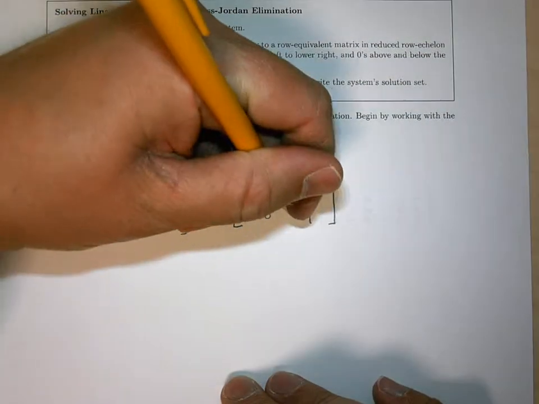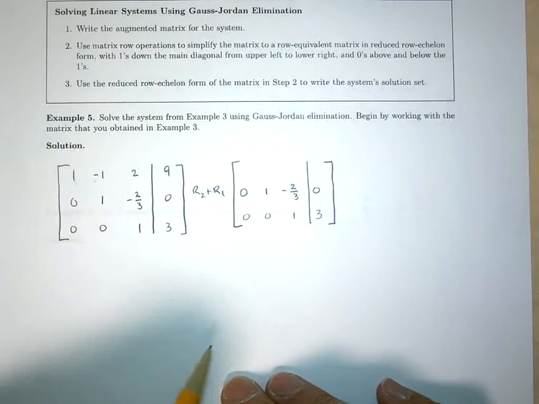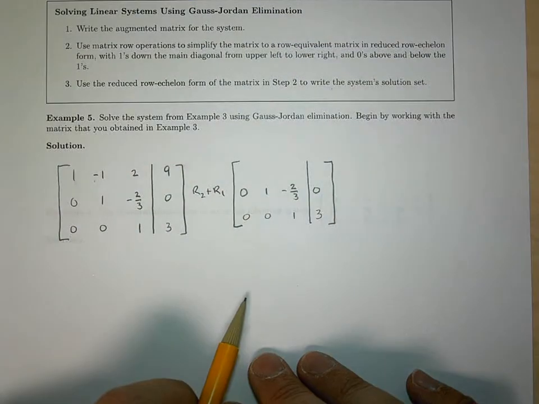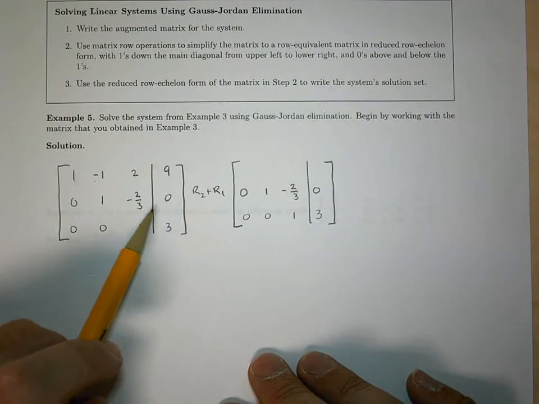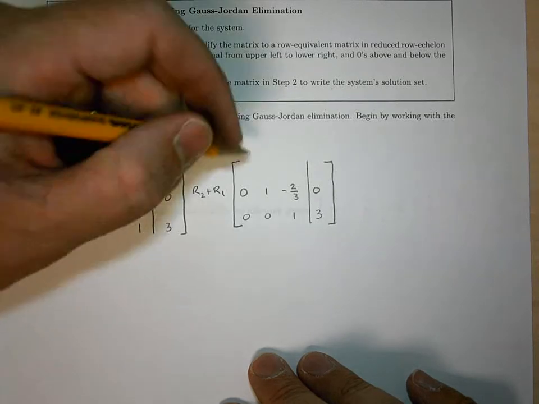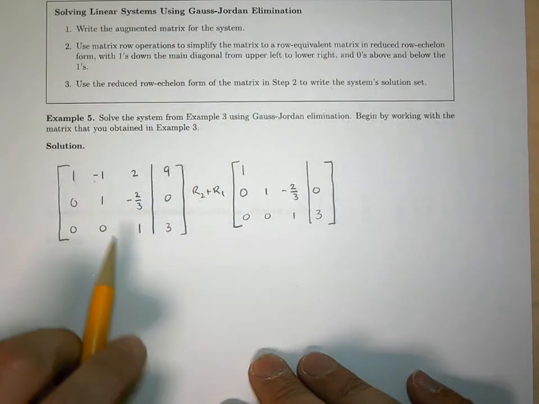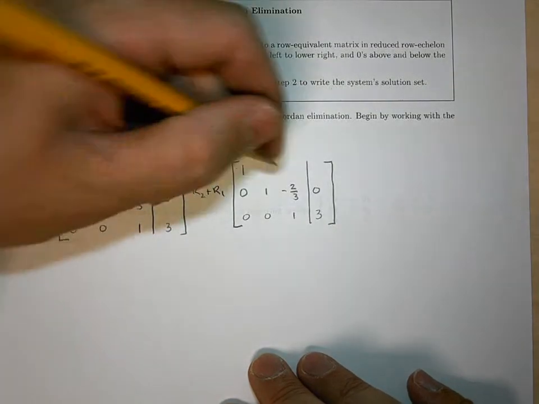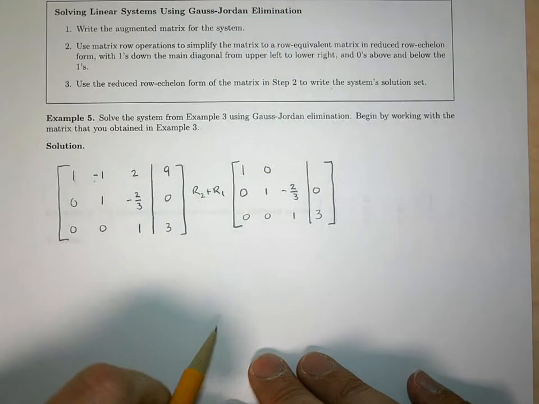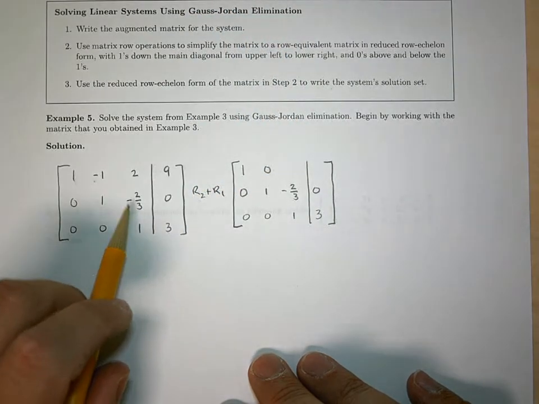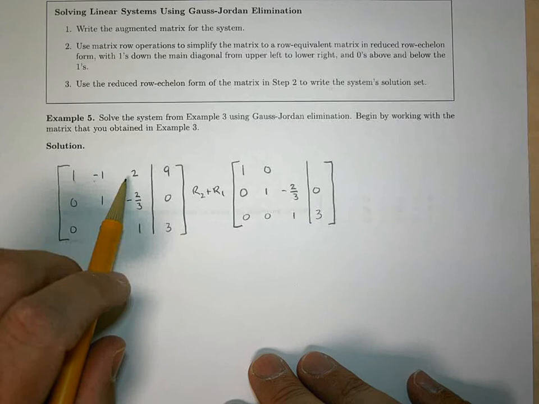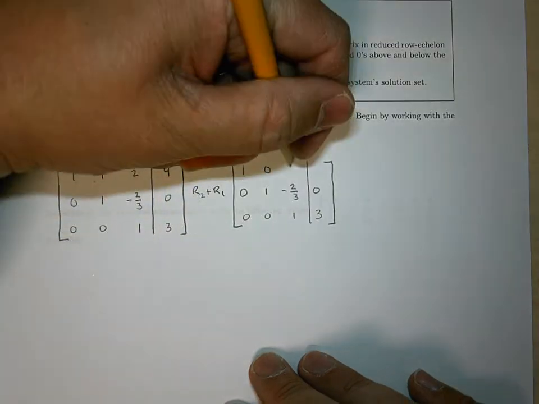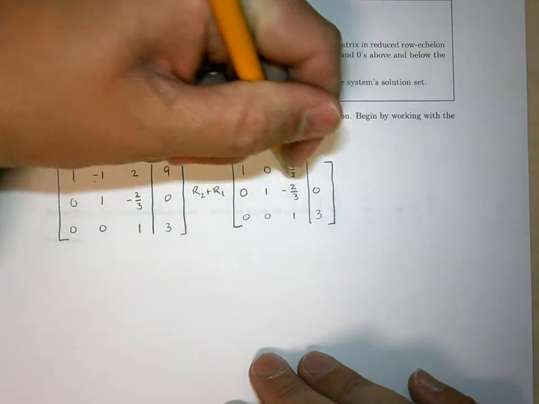Now let's look what happens to row 1. It's row 2 plus row 1. 0 plus 1 is 1, so that doesn't change. 1 and negative 1 make 0. That was the point there, to make a 0. Negative 2/3 plus 2 would be, what, 4/3. 0 plus 9 is 9.